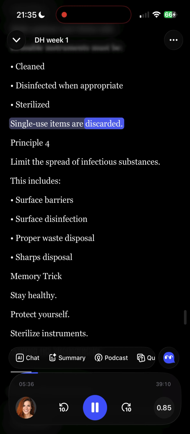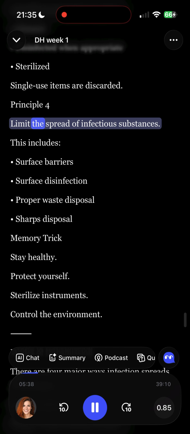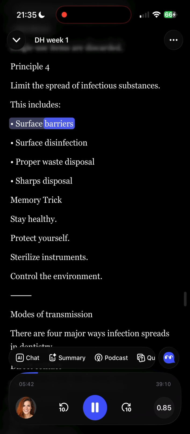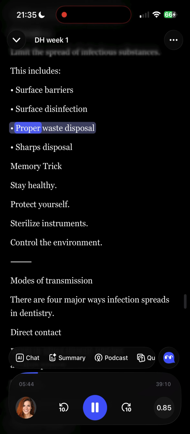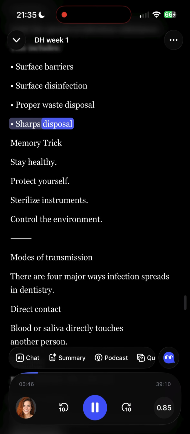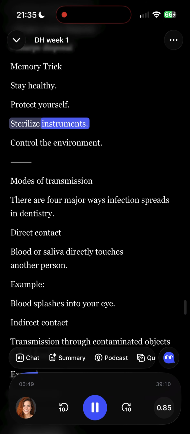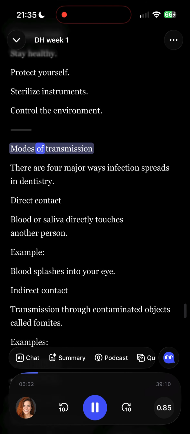Single-use items are discarded. Principle 4. Limit the spread of infectious substances. This includes surface barriers, surface disinfection, proper waste disposal, sharps disposal. Memory trick: stay healthy, protect yourself, sterilize instruments, control the environment.